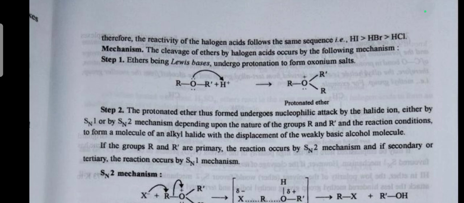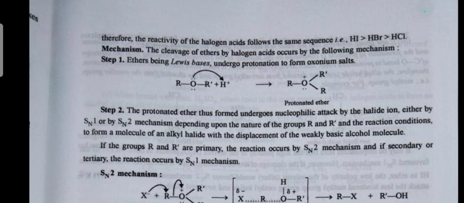Step 2. The protonated ethers thus formed undergo nucleophilic attack by the halide ion, either by SN1 or by SN2 mechanism depending upon the nature of the groups R and R' and the reaction conditions, to form a molecule of an alkyl halide with the displacement of a weakly basic alcohol molecule. If the groups R and R' are primary, the reaction occurs by SN2 mechanism, and if secondary or tertiary, the reaction occurs by SN1 mechanism.